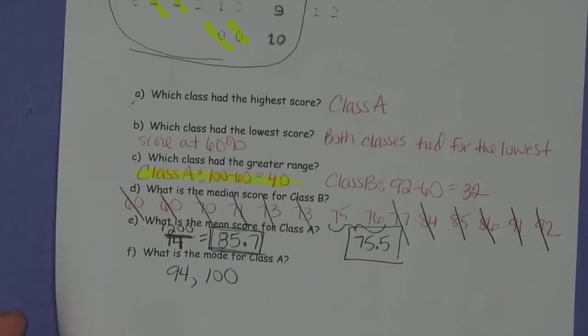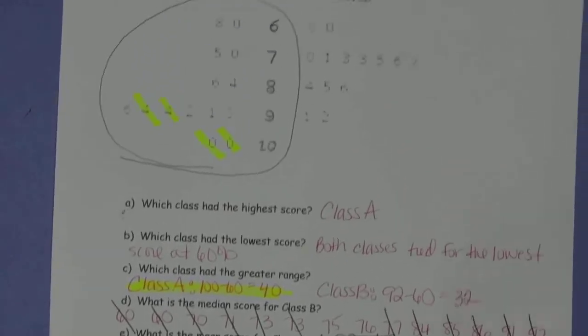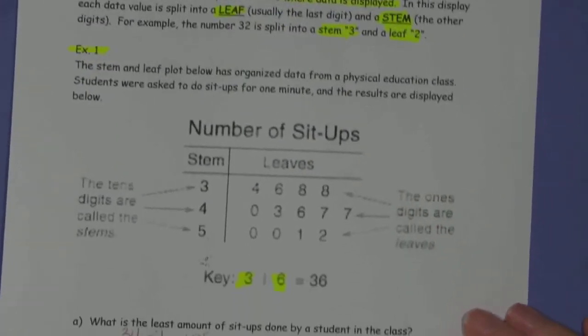That's how easy this is. As long as you know what mean, median, and mode are and the basics of how a stem and leaf are set up, these are easy.